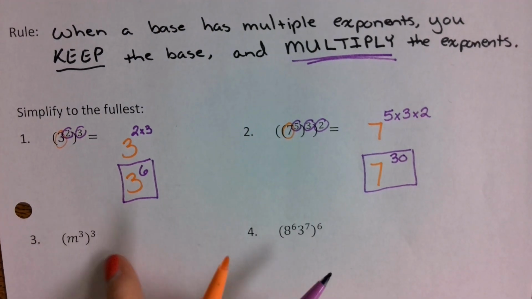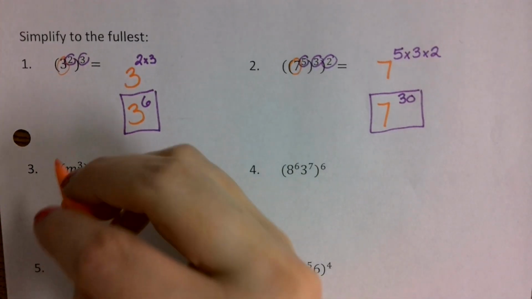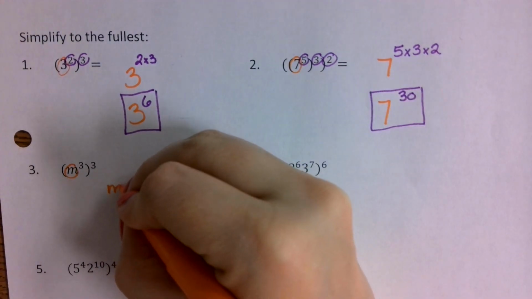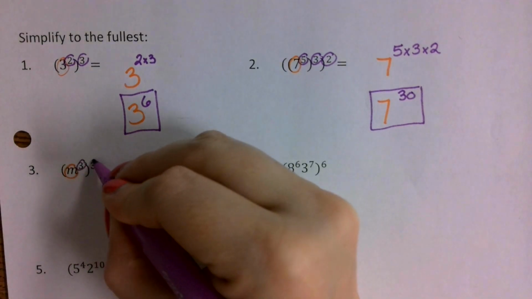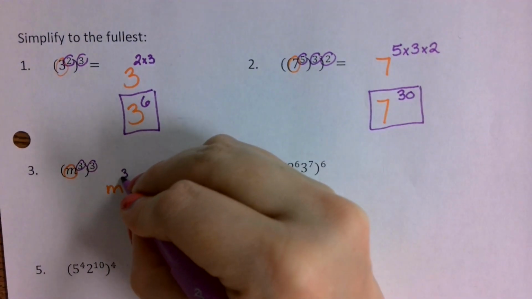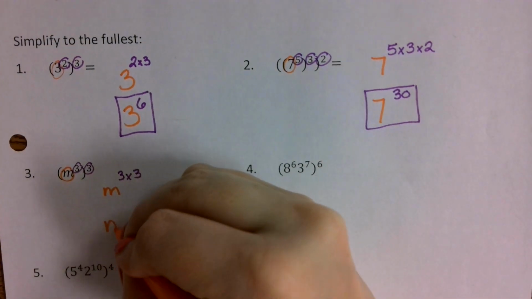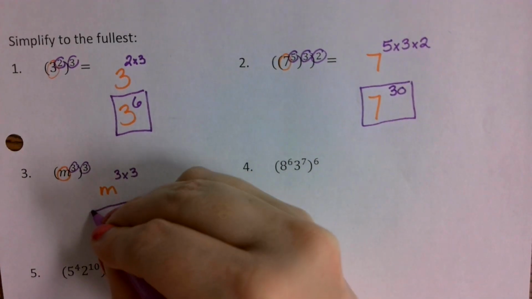Okay, so for problem 3, our base is m. Our exponents that we're going to multiply are 3 and 3, so we'll do 3 times 3. That gives us m to the 9th power.